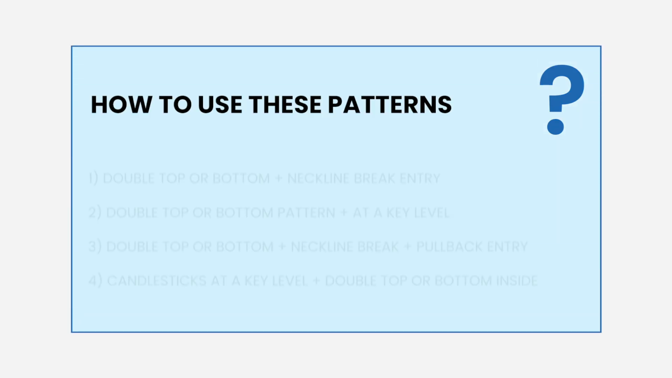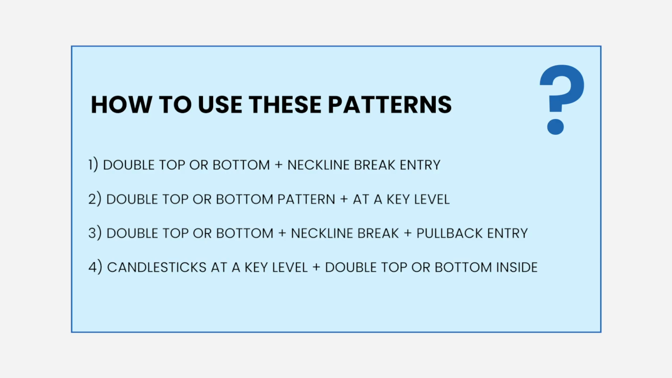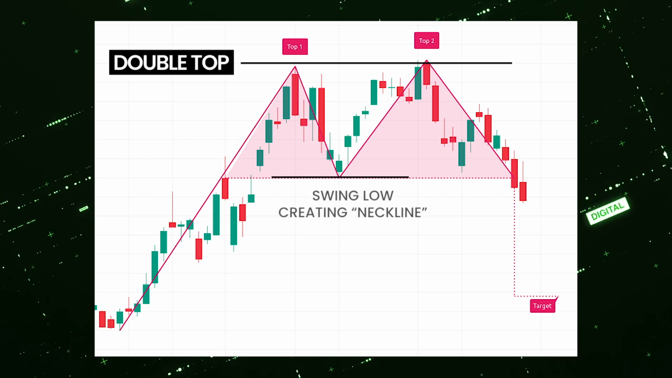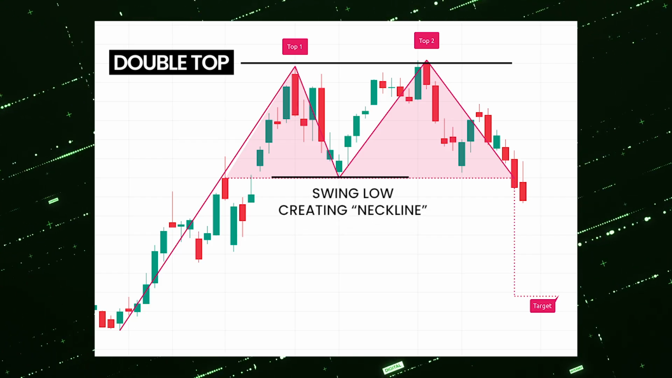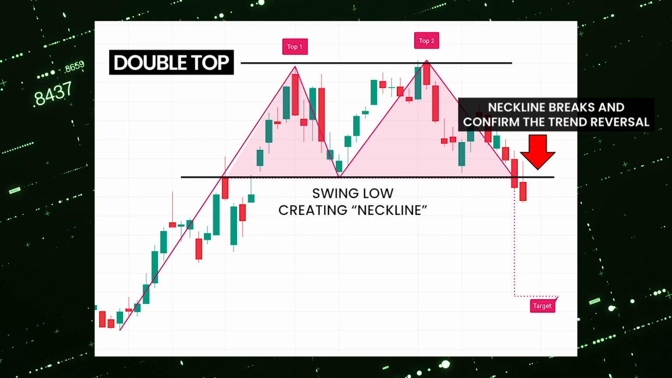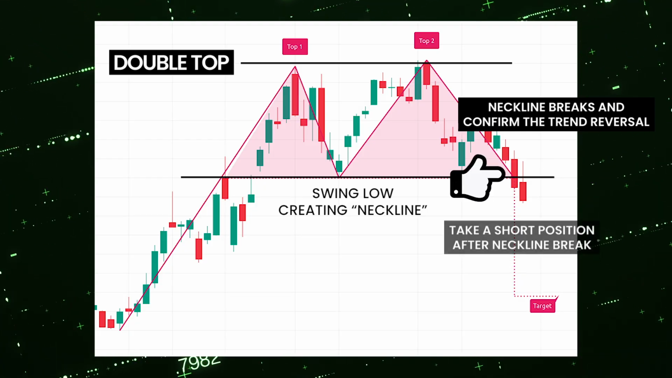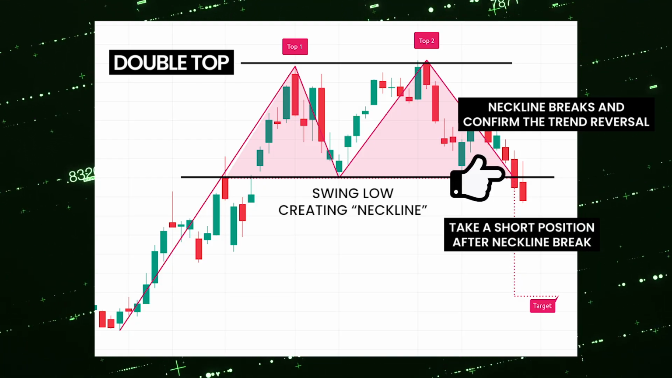There are 4 primary ways to trade these patterns. Let's start with the first, the neckline break entry. When a double top forms, the neckline is set at the recent swing low. Once price breaks below this level, making a lower low, it confirms a trend reversal. That's when you take a short position to ride the new downtrend.